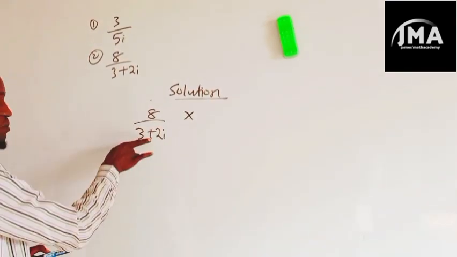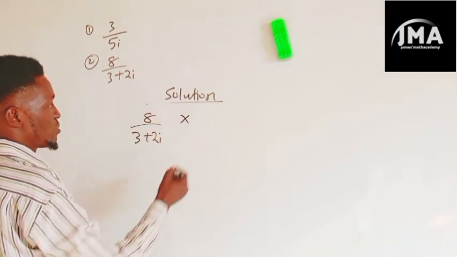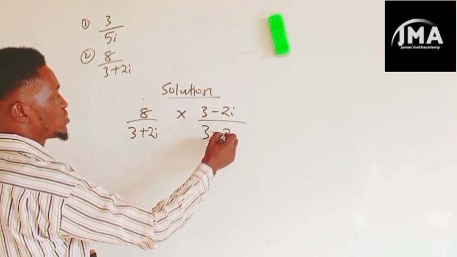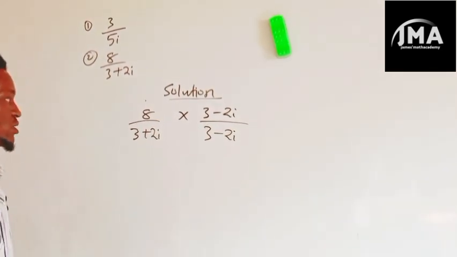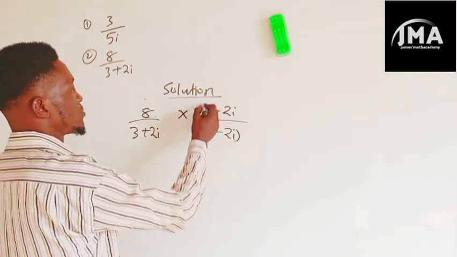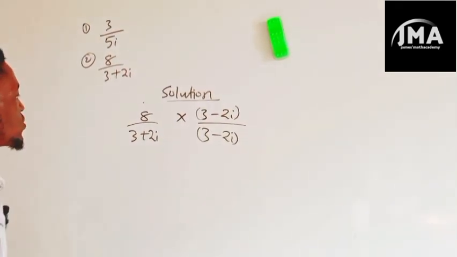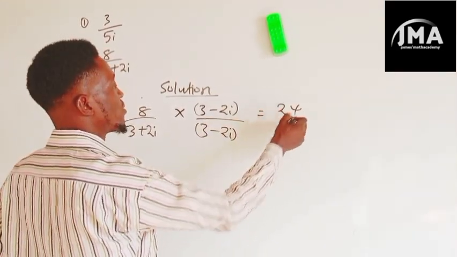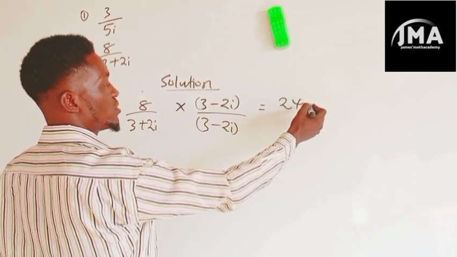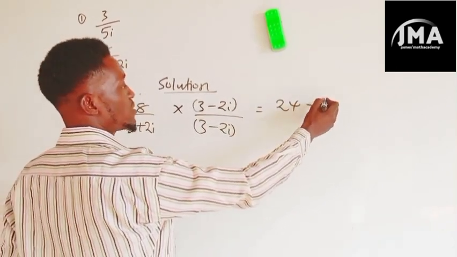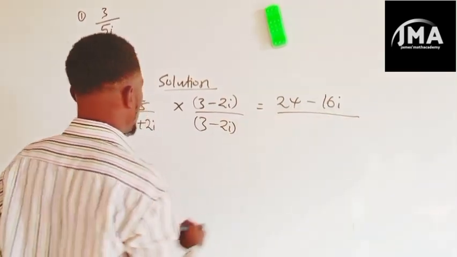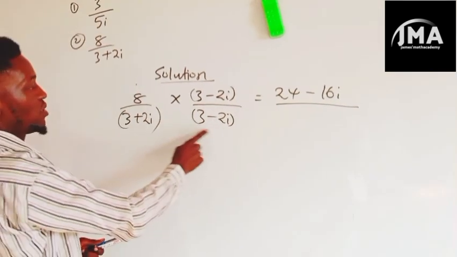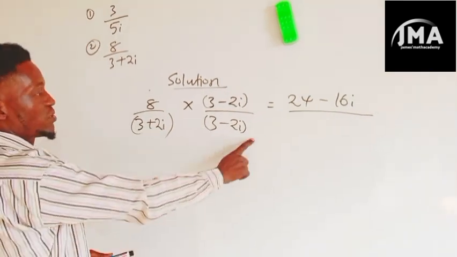This plus is going to be minus. So it's going to be 3 minus 2i everything over 3 minus 2i. Okay, so let me put brackets here. So I'm writing 8 times 3. 8 times 3 is 24. 8 times minus 2i is minus 16i. Everything over, let me put brackets here too, because I'm multiplying. This number is going to multiply all these numbers, and this one too is going to multiply all these numbers.